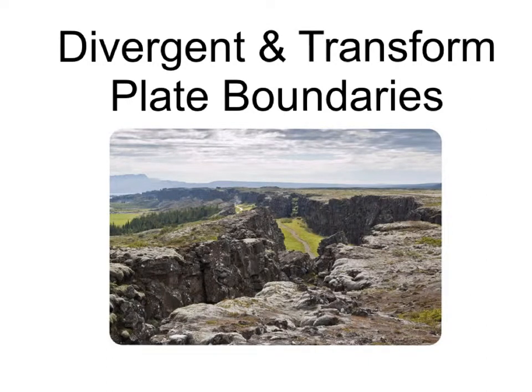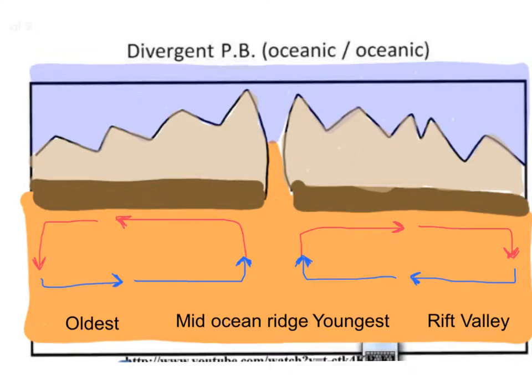Alright, in this video we're going to talk about divergent and transform plate boundaries. This is a divergent plate boundary, and as you can see we have two pieces of oceanic crust. The convection currents are drawn in for you, and they show the direction that the plates are going to be moving on top of the asthenosphere.